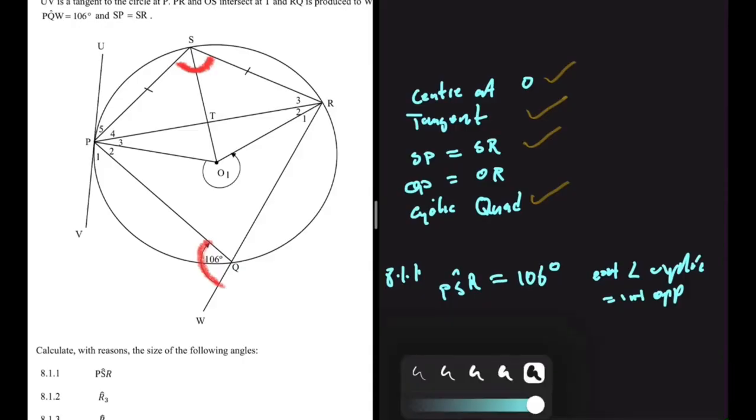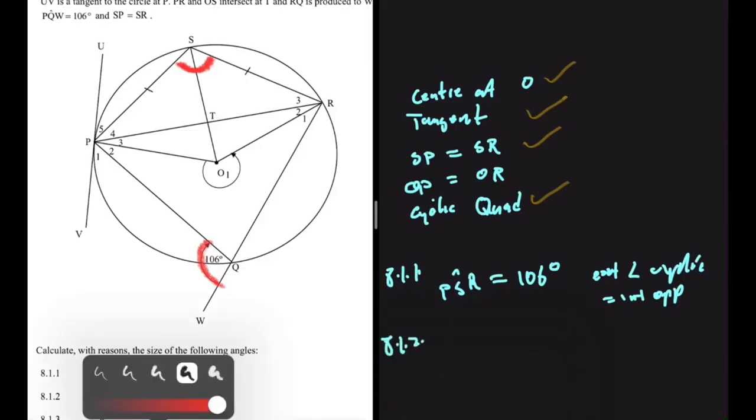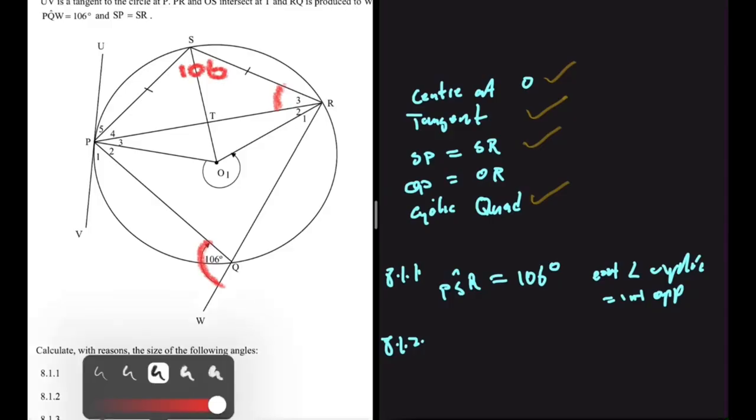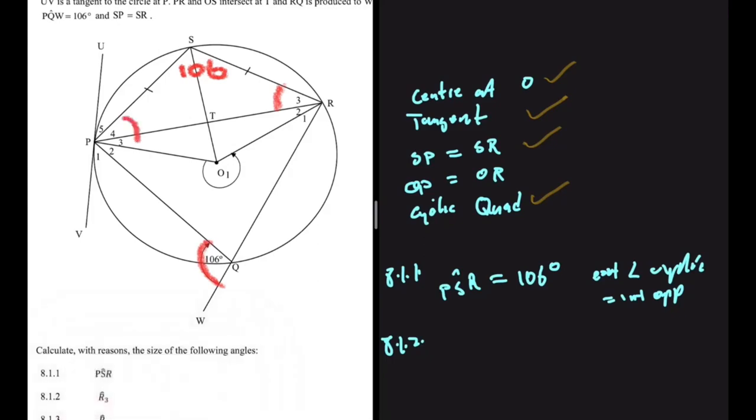Let's move to 8.1.2. So in 8.1.2, we're looking for the size of angle R3. So let's replace angle PSR with 106, and we're looking for the size of angle R3. R3 should be equal to P4, angles opposite equal size.